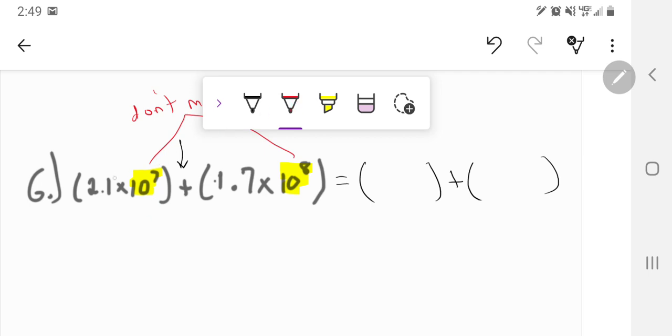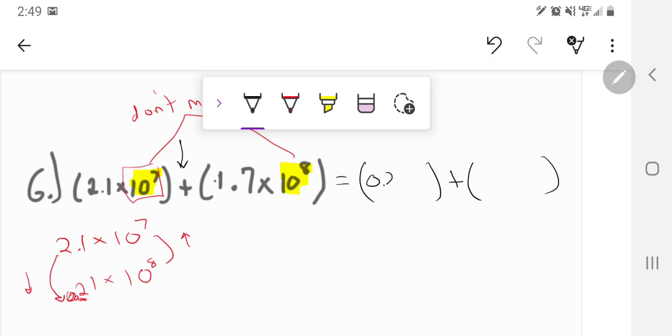We're adding these up. How do we get them to match? I usually take the smaller one, which in this case is this one, and adjust that, bump it up. So 2.1 times 10 to the 7th, I'm going to bump that up to 10 to the 8th. So since that went up, this has to go down, so that'd be 0.21. Remember, going down doesn't mean the 2 goes to a 1. It just means that the decimal place moves to make the number smaller. So that value goes first: 0.21 times 10 to the 8th.